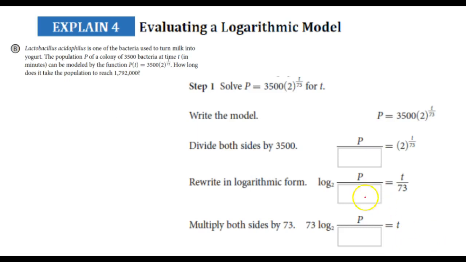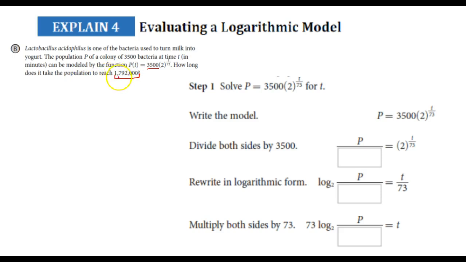So here, there's a certain type of bacteria used to turn milk into yogurt. Delicious. The population P of a colony of 350,000 bacteria at a time t in minutes can be modeled by the function P of t equals 3,500 times 2 to the t divided by 73 power. How long does it take the population to reach almost 2 million?